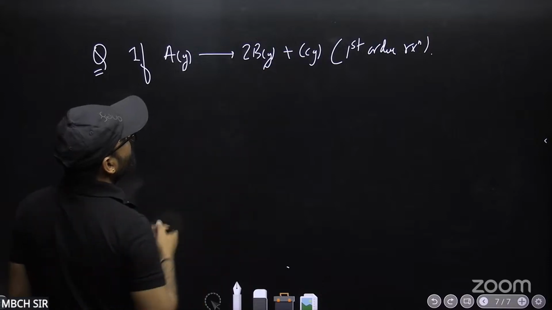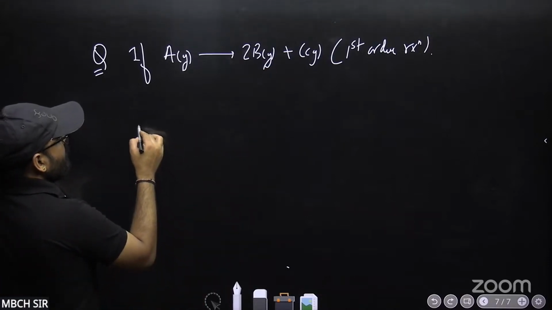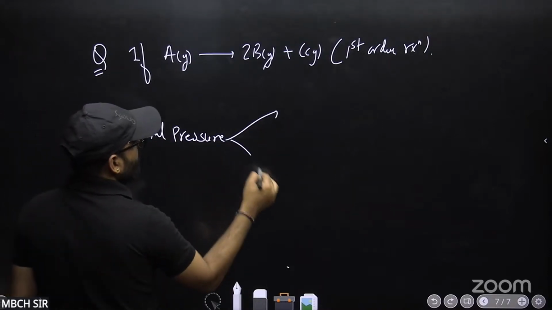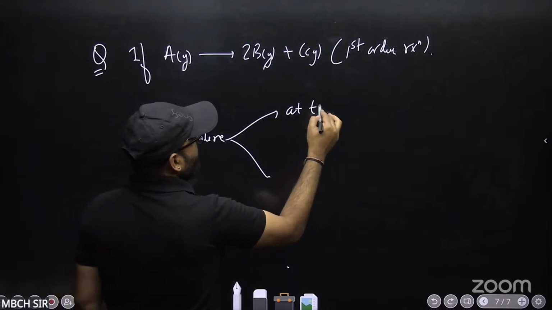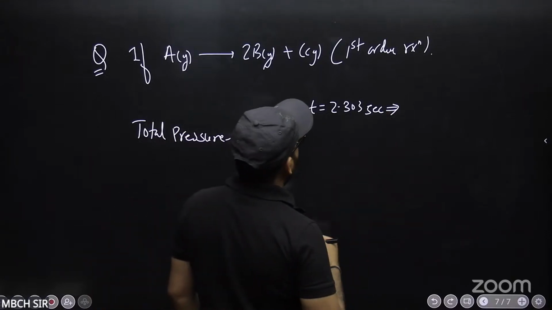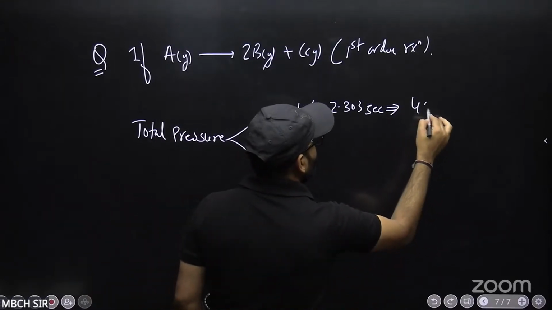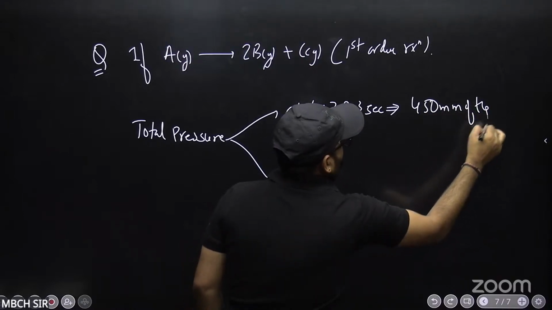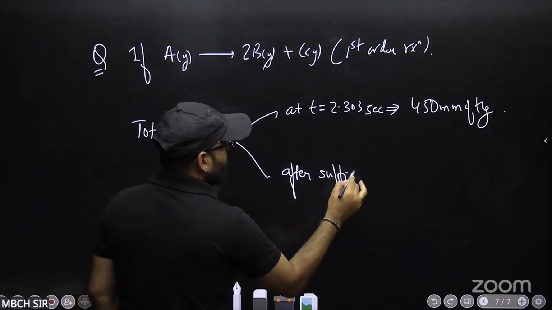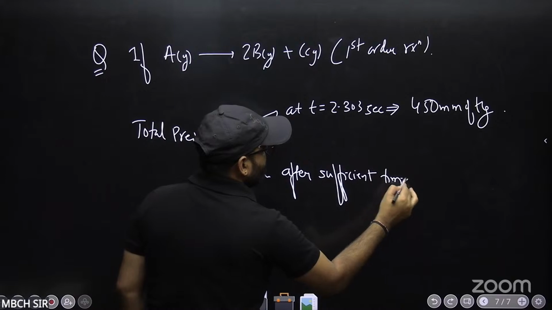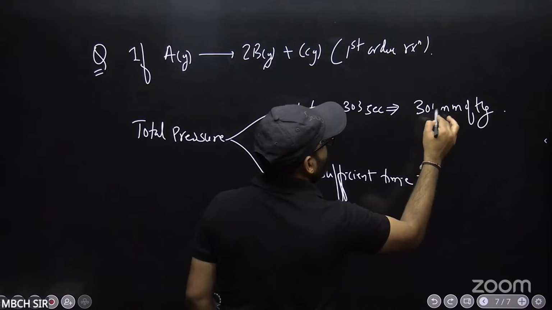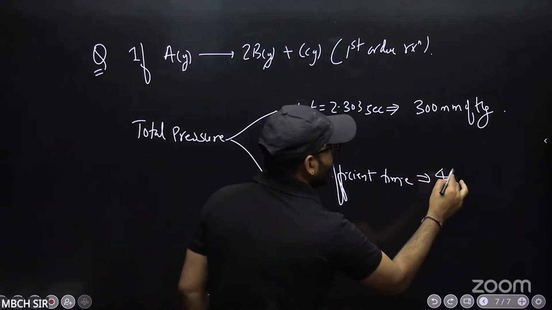Now, extra information is total pressure at T equals 2.303 seconds is, let's say, 300 mm of Hg, and after sufficient time, it is 450 mm of Hg.